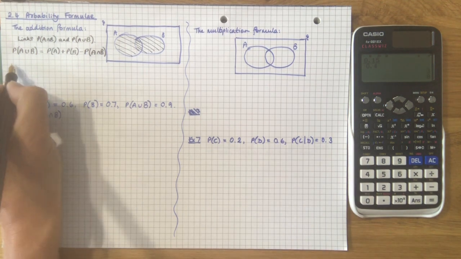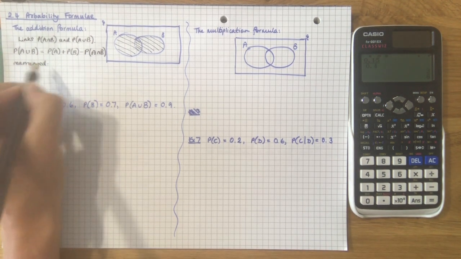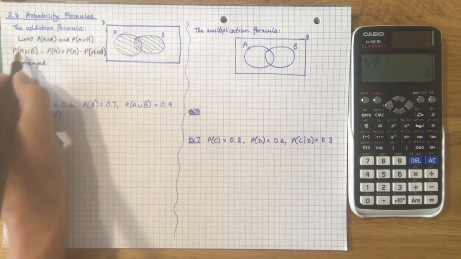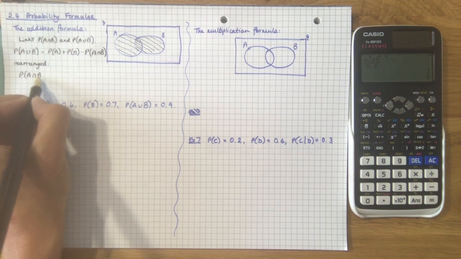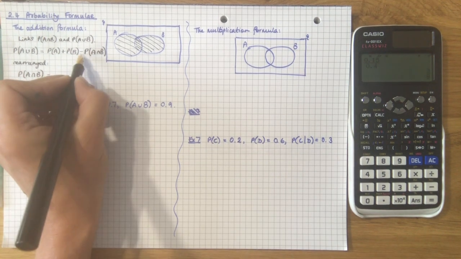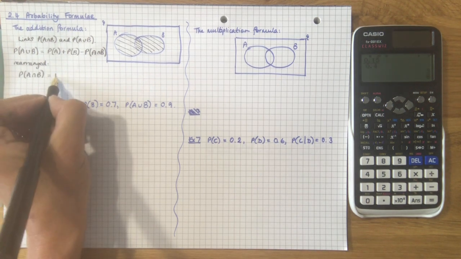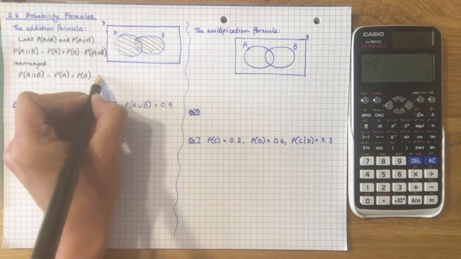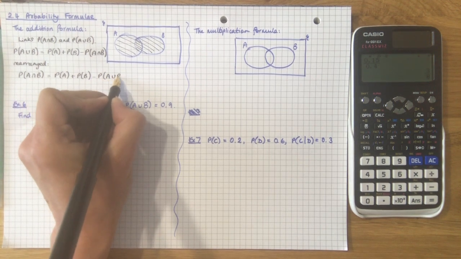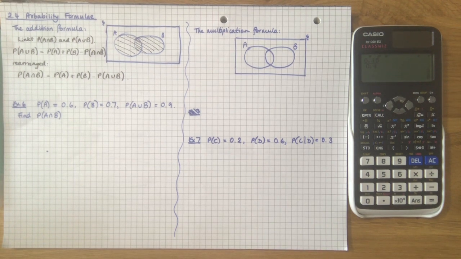Now you can rearrange this however you want to. I could make the intersection the subject, so I could bring the intersection over to the left, adding it of course because it's negative here, which means I would have to take the union to the right and subtract it. So both of these are rearrangements of the same formula. Let's look at it in action.